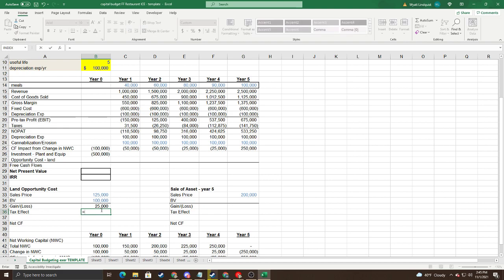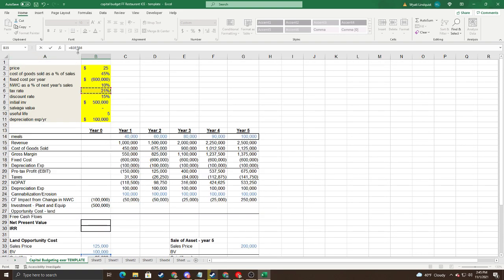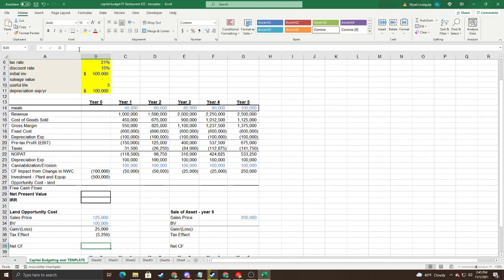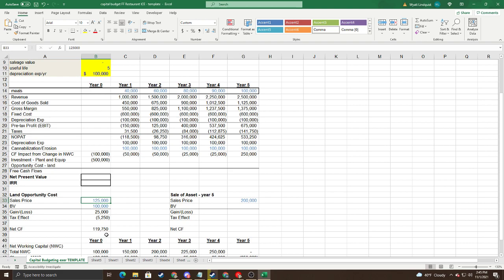So let's calculate the tax effect. We remember we're only taxed on the gain or loss on the sale. So we're doing the 25,000 times the negative tax rate. So we get a tax effect of negative 5,200. And then we're going to sum the book value with the gain and the loss and the tax effect. You can also just add the sales price and the tax effect together, and that'll give you the same answer.